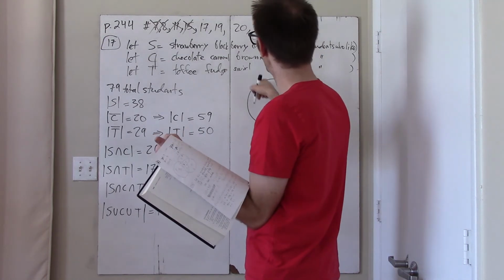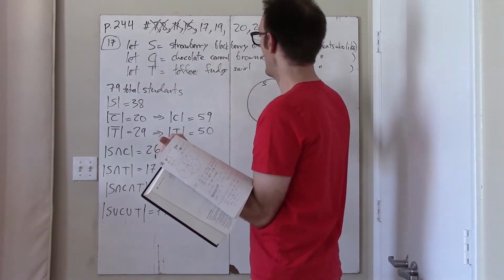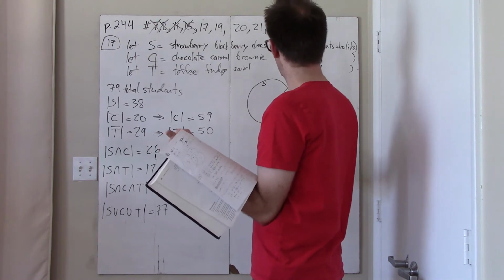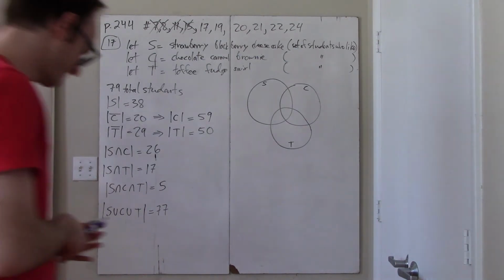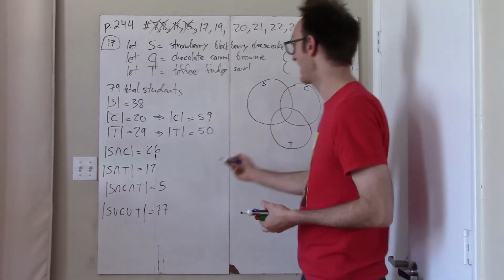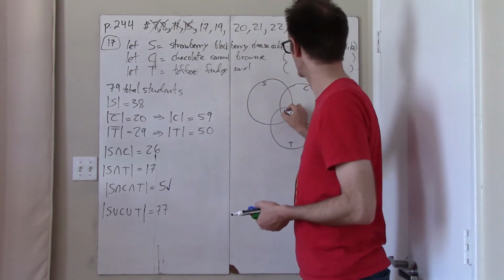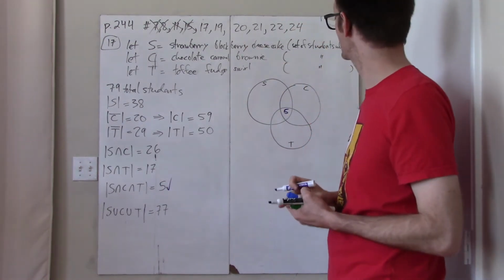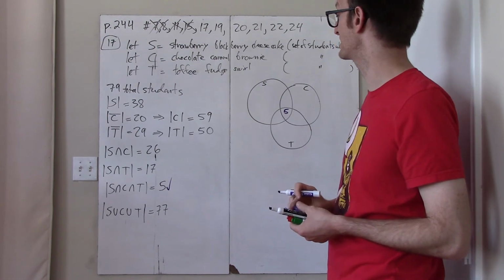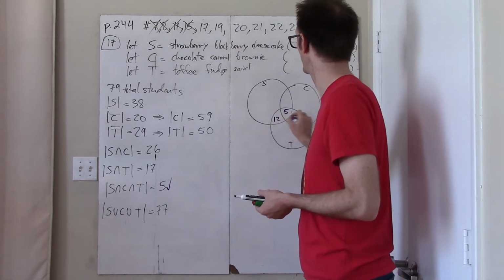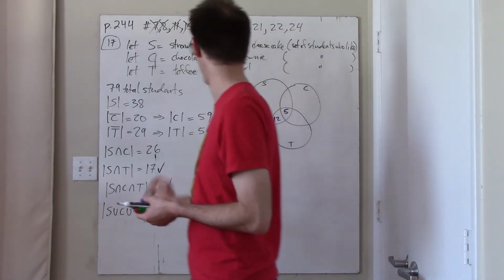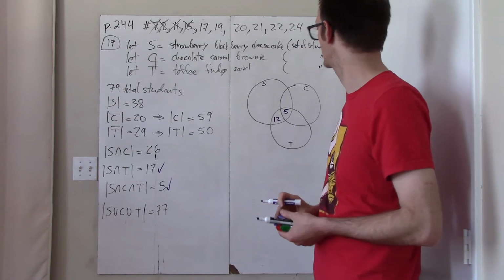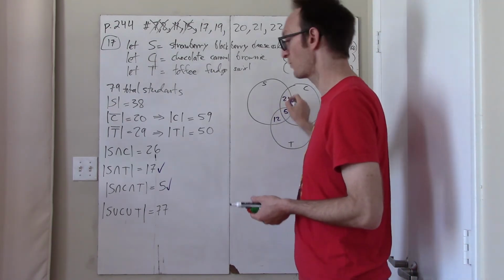Contrary to the previous problem, here I can make some progress. So if this is S, and this is C, and this is T, we might find that we can just do this using our wits, and we don't need the inclusion-exclusion principle. Let's see. 5 goes here, so that's kind of nice. And what about S intersect T? S intersect T is 17, so that makes this 12. And also S intersect C is 26, which means 21 goes here.